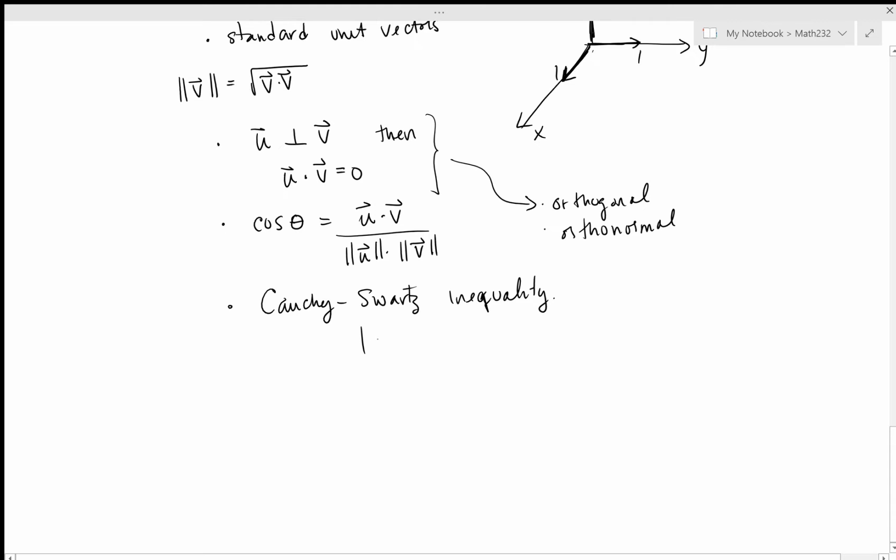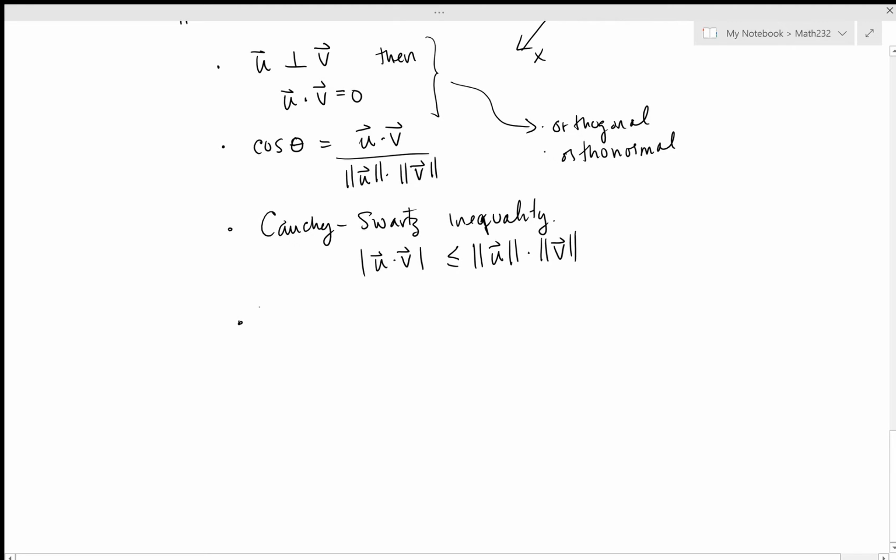What does the Cauchy-Schwarz inequality tell us? The absolute value of the dot product, that's some number, is less than or equal to the norm of the vector multiplied by the norm of the other vector. That's the Cauchy-Schwarz inequality.